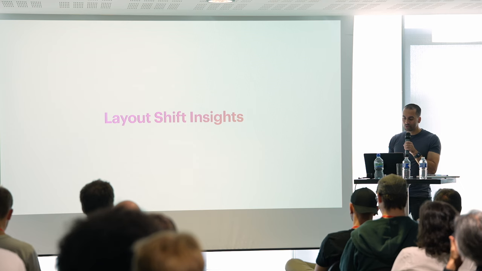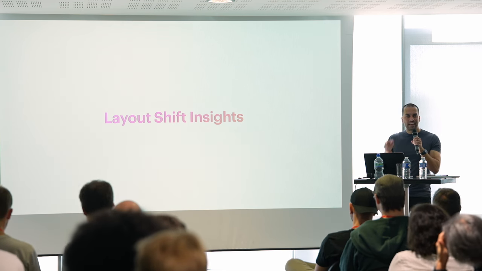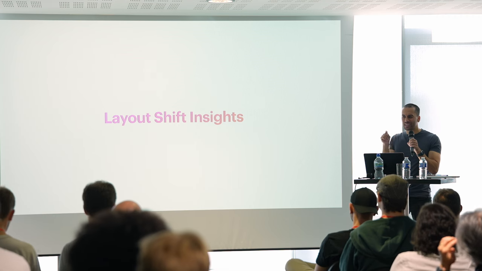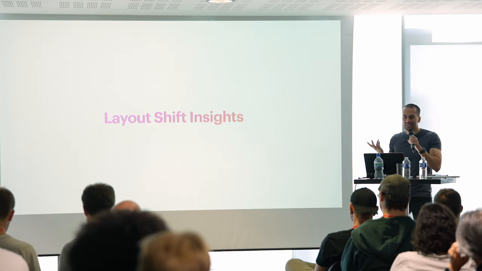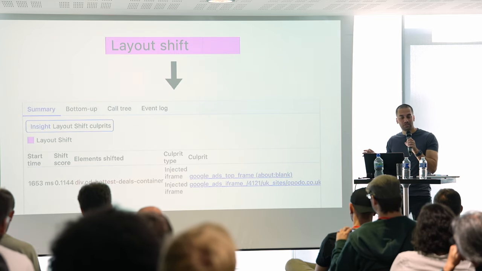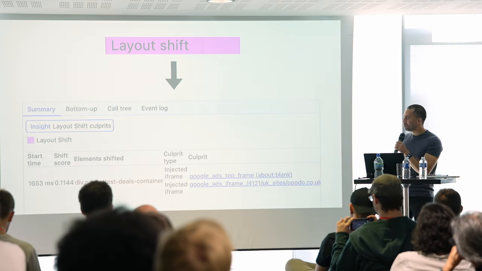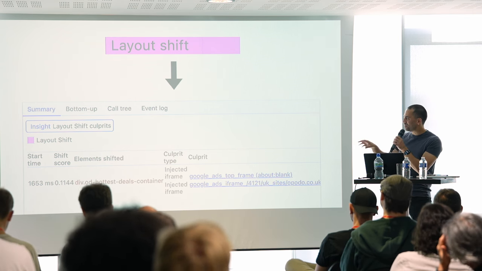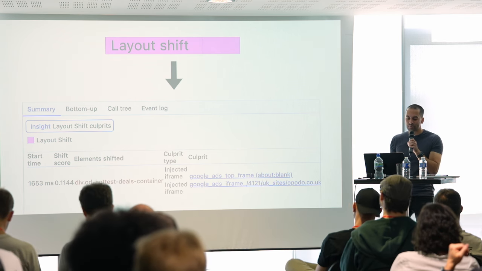This is one that I'm really excited about because I've always found layout shift debugging to be a bit lacking. I recall a time where you looked at layout shifts and it just gave you coordinates or something that was really hard to decipher. But now we have this new layout shift insights pane or panel. So click a layout shift record in the performance panel, and now you get more contextual information.